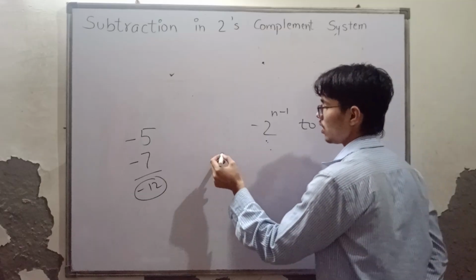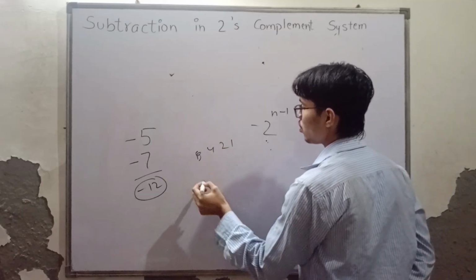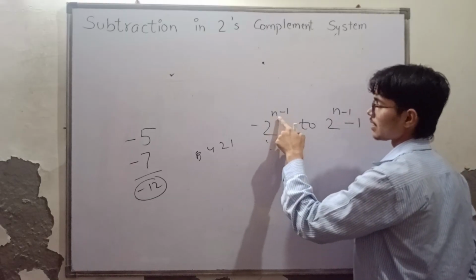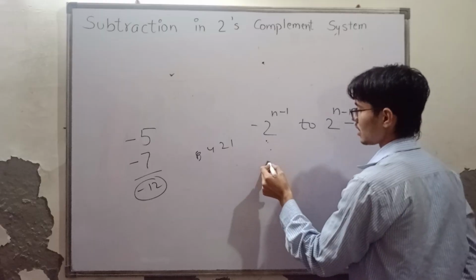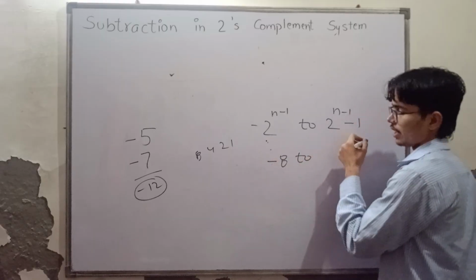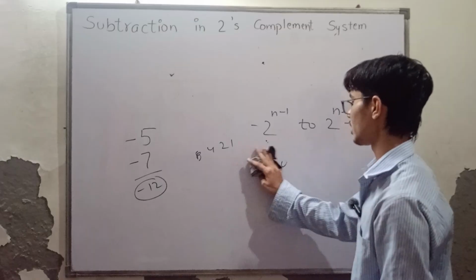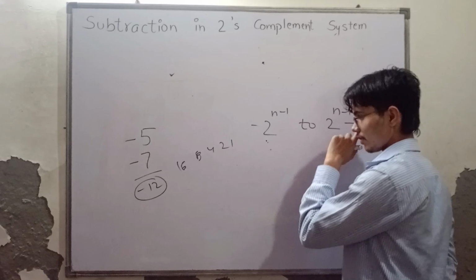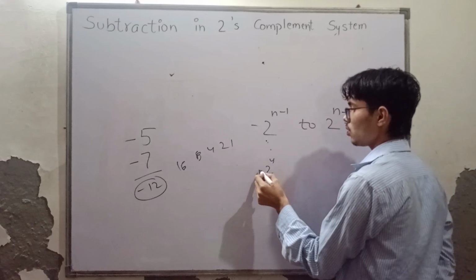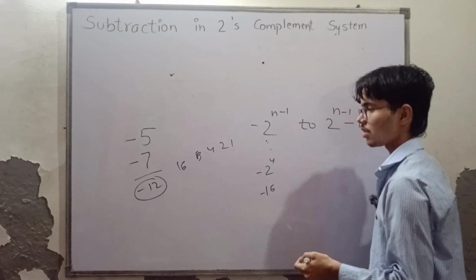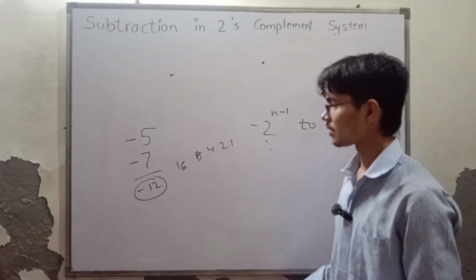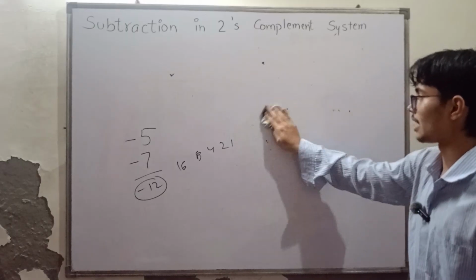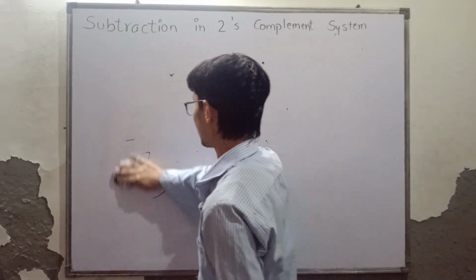If we take a 4-bit number, can we represent minus 12? For a 4-bit number the range is minus 8 to 7, but we have to take 12 here, so we cannot take 4 bits. We take 5 bits. 2 power 5 means 16, so this is basically a good thing. We have to take 5 bits to represent these numbers, as this comes in our range.